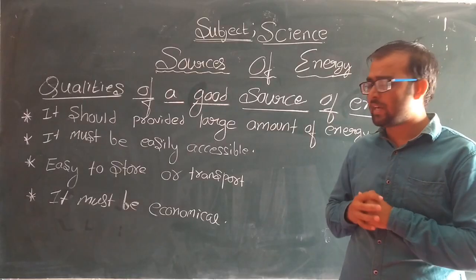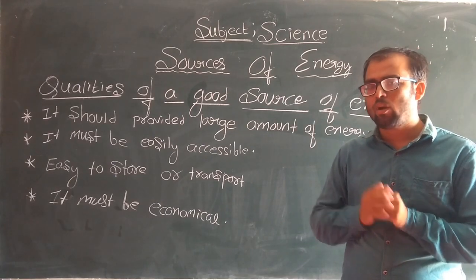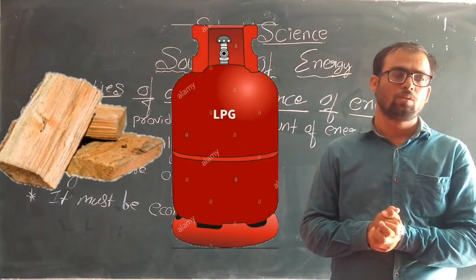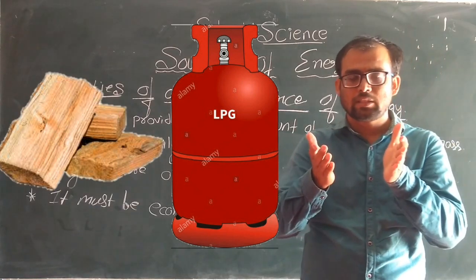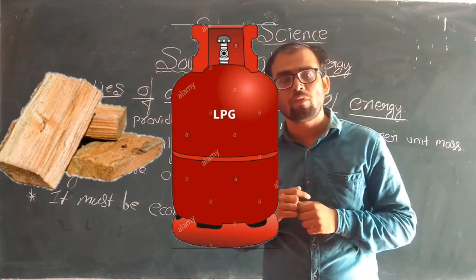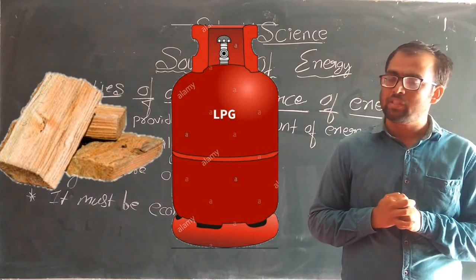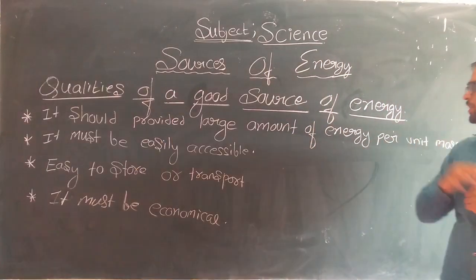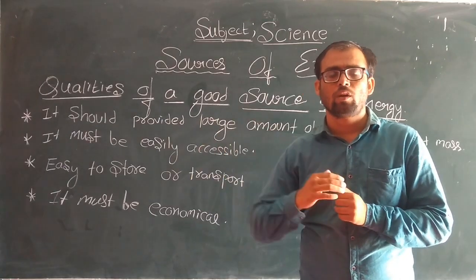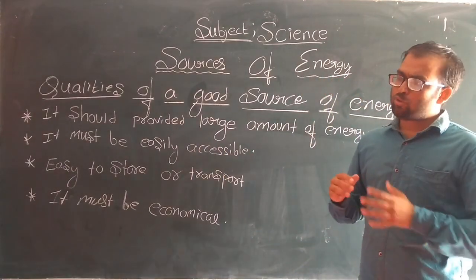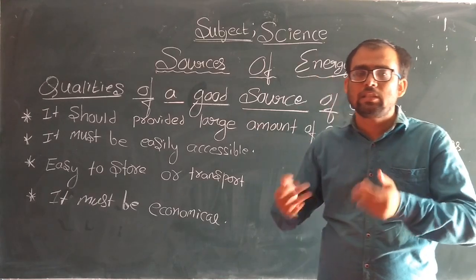Now, students, we will discuss what qualities a good source of energy must have. We will take the example of wood and LPG. Whatever the amount of heat energy a single LPG cylinder provides, to get that amount of heat energy we need a lot of wood. Yes, dear students, the first quality of a good source of energy is that it should provide a large amount of energy per unit volume. LPG provides a large amount of energy per certain volume. Next, it should be easily accessible. Compared to wood, the cylinder is easily available.